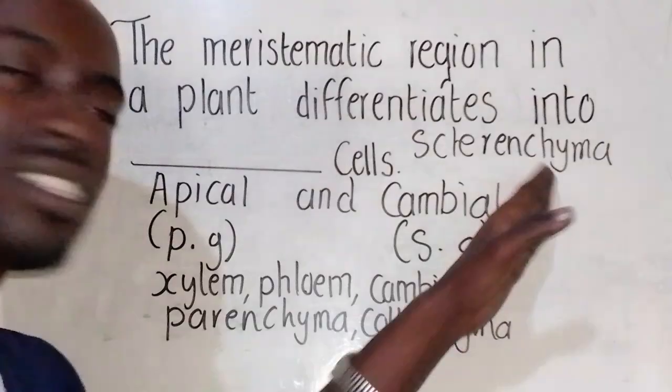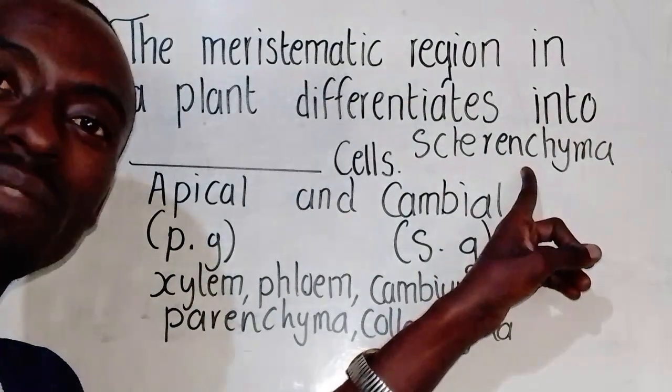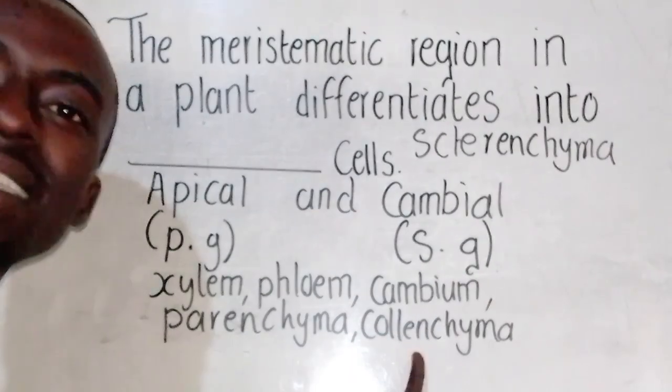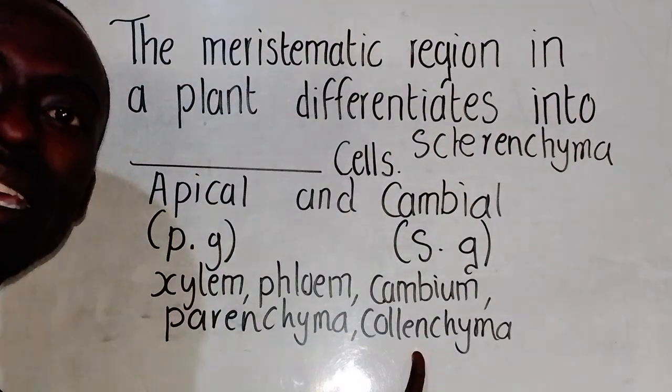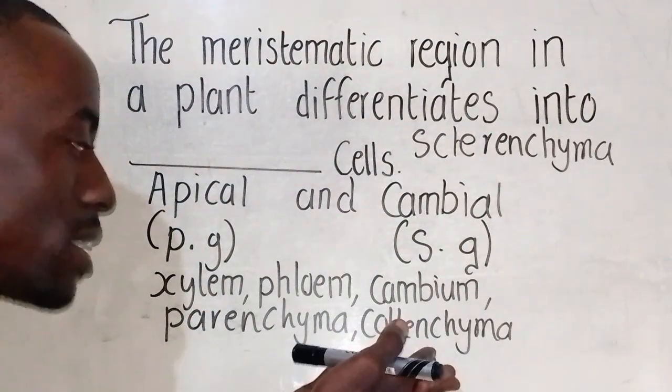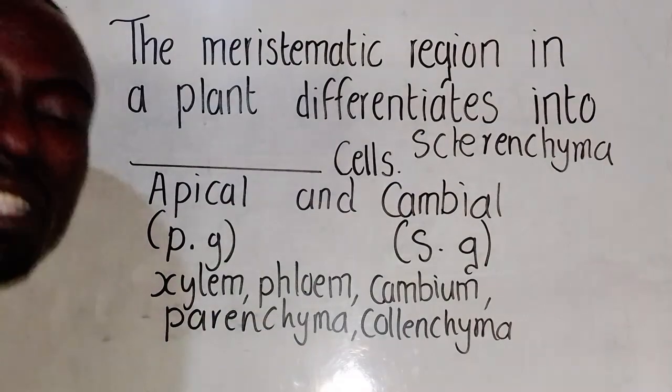So that's the main difference. This one is made up of lignin. This one is made up of cellulose and the other substance known as pectin. This one is made up of cellulose.